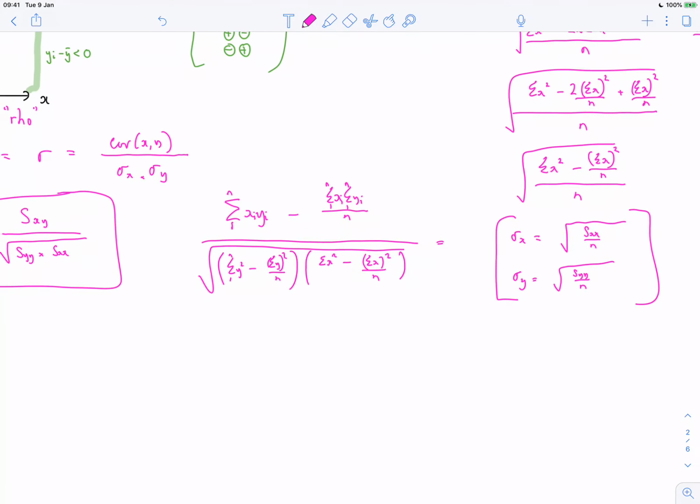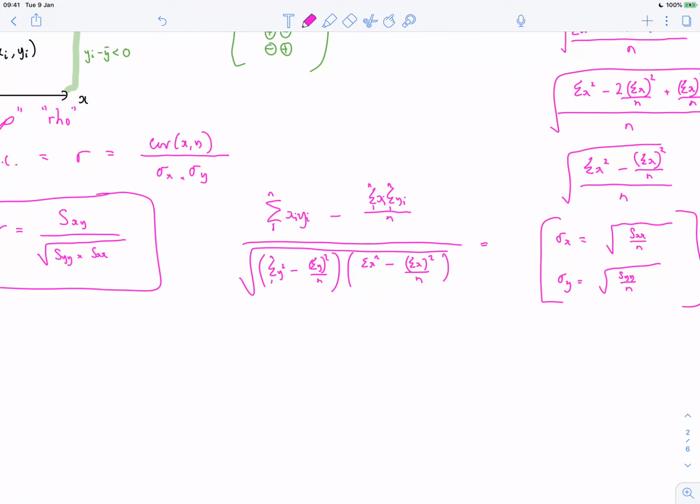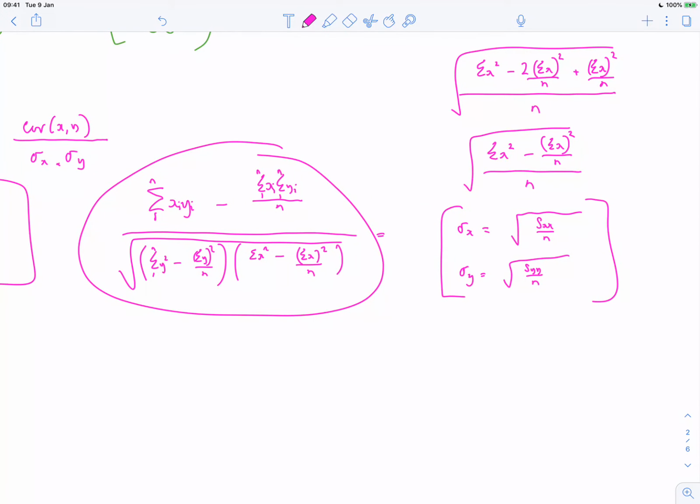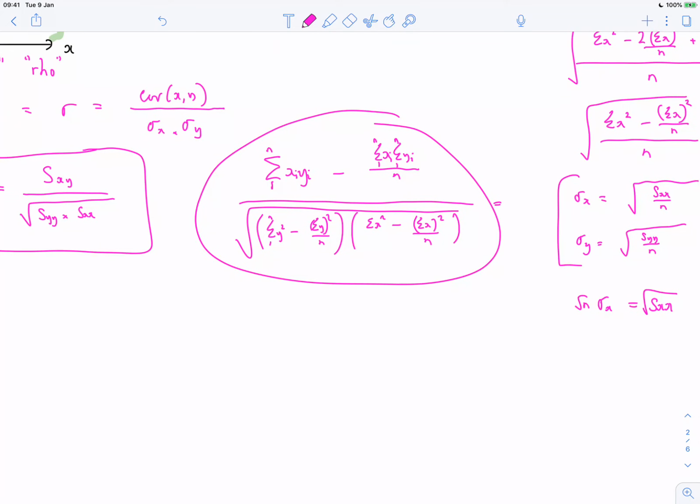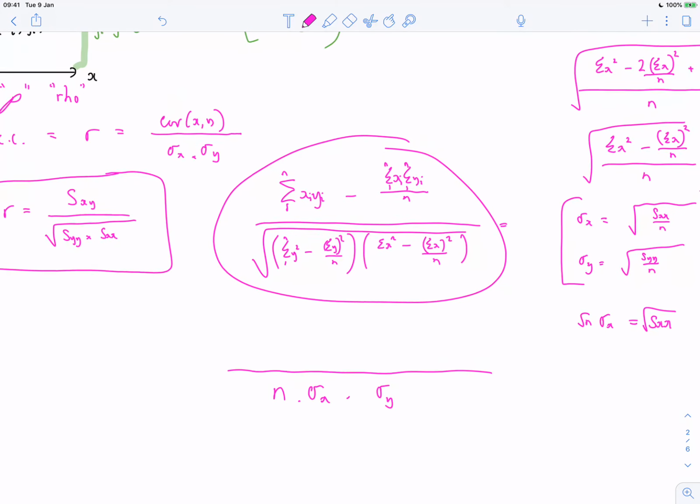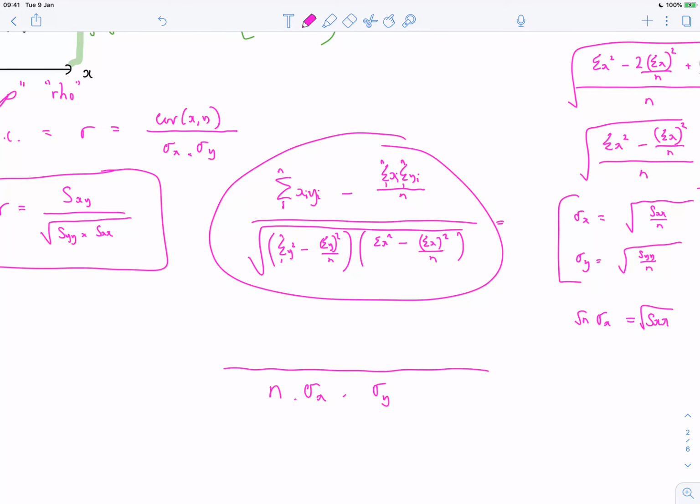then what I've got is on the top, on the bottom, looking at this thing, Sxx rooted is the same as root n times the standard deviation of x. So on the bottom of this fraction, I've got root n times the standard deviation of x times by the square root of n times the standard deviation of y. And now this and this cancel to just give an n. So the bottom of this is actually n times sigma x times sigma y. And the top is Sxy.